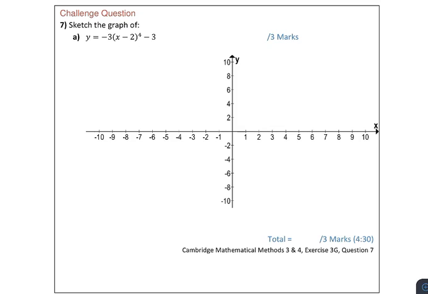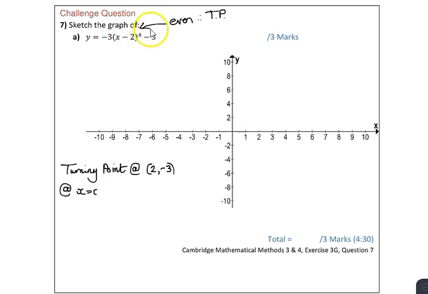So we're asked to sketch the graph of y equals -3 bracket x minus 2 all to the power of 4 minus 3. Now, to the power of 4 means that shape-wise we're looking for a parabola, and I suppose the first thing to note is that we have a turning point. So that turning point is going to be at 2, -3. Looking at that format that we've got, we can say we have a turning point at 2, -3. Note, it's not -2 because I've switched the sign inside.